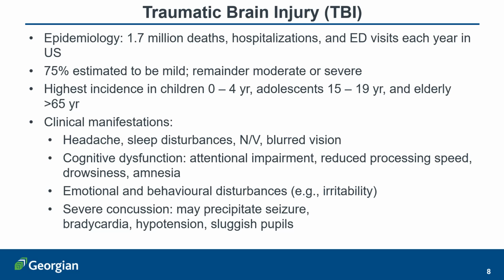There can also be more subtle signs such as emotional and behavioral disturbances. Increased irritability might be the only clinical manifestation of a mild traumatic brain injury. A severe concussion, which in turn is a form of a traumatic brain injury, may precipitate seizures, bradycardia, hypotension, and sluggish pupils.